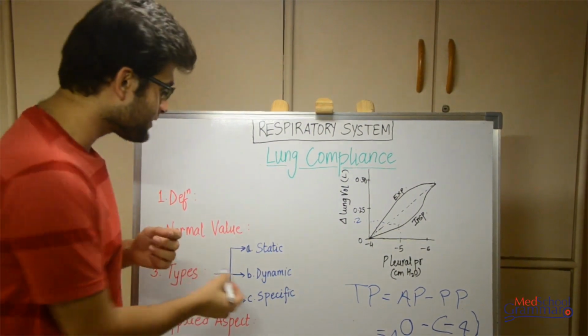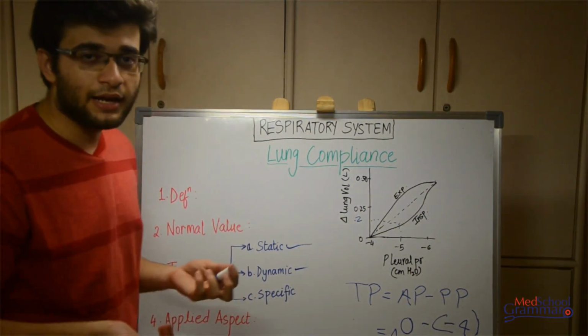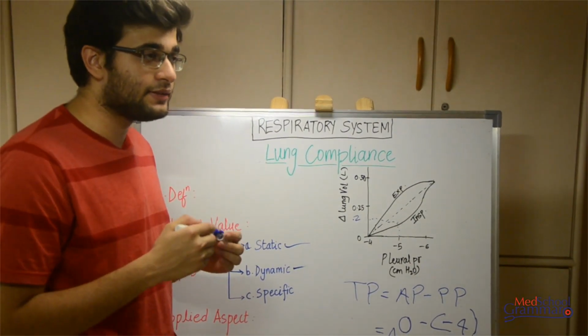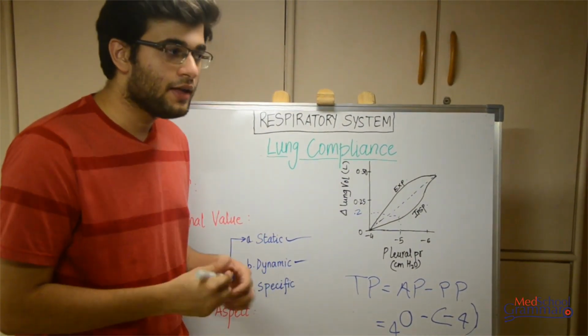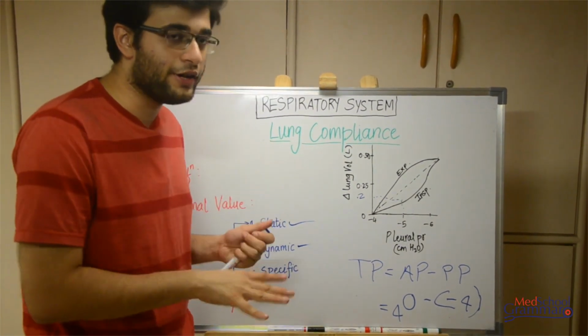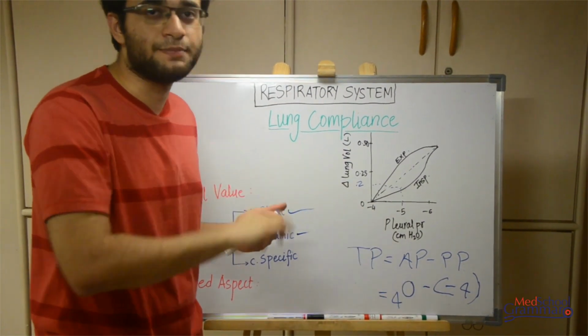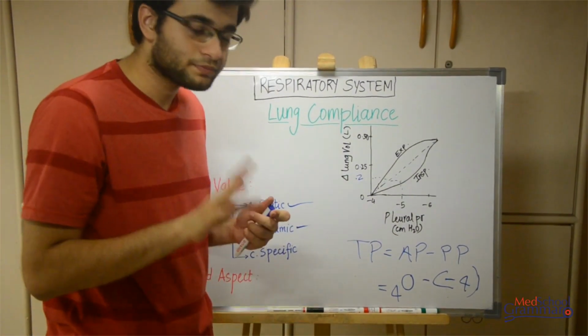The other way of measuring is dynamic lung compliance. What is dynamic lung compliance? Dynamic, as the word suggests, is in a continuous state. That means you do not ask the person to stop during the recording, and you measure the complete inspiratory and expiratory pressures in one go.